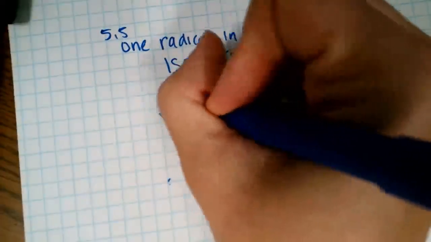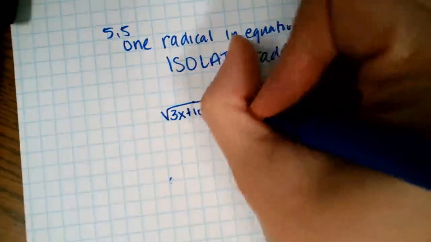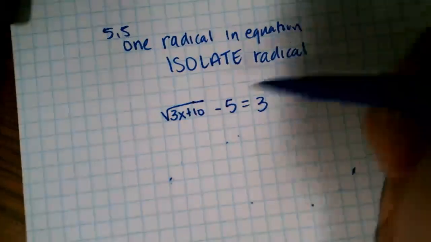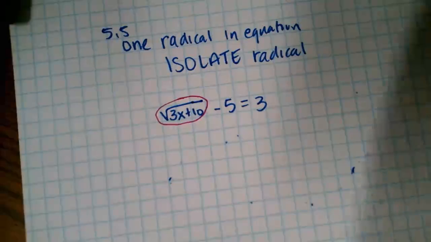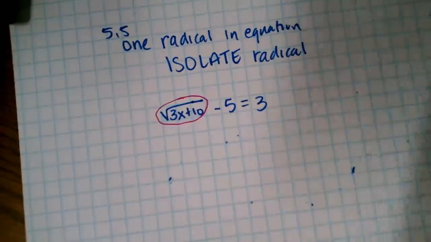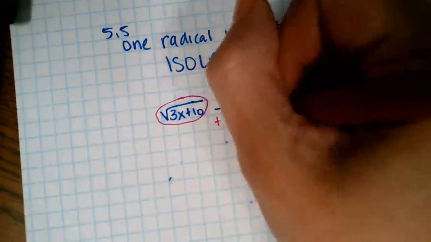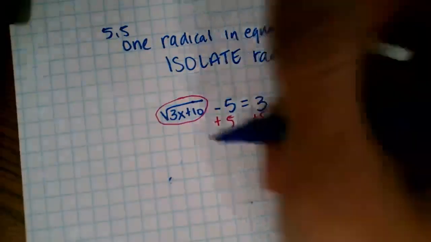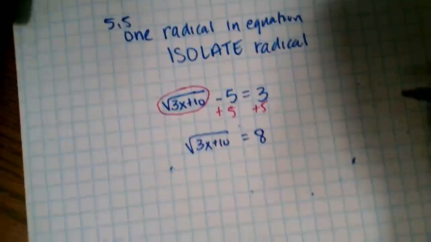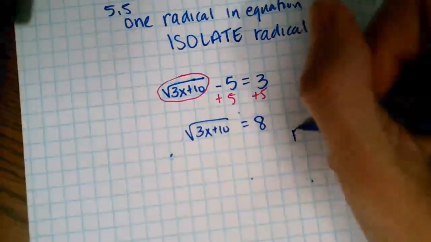If I had a problem that says the square root of 3x plus 10, minus 5 equals 3, I need this radical part to be by itself before I start squaring anything. Before I raise stuff to exponents, I want to get the radical by itself. So for this question, I need to add 5 to both sides first. Once the radical is isolated, then we can raise to a power.